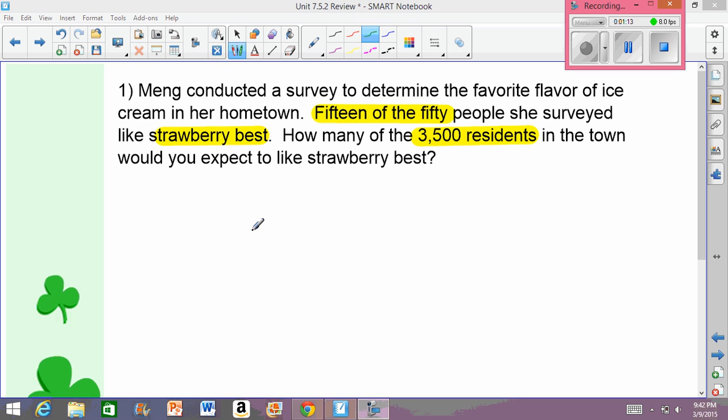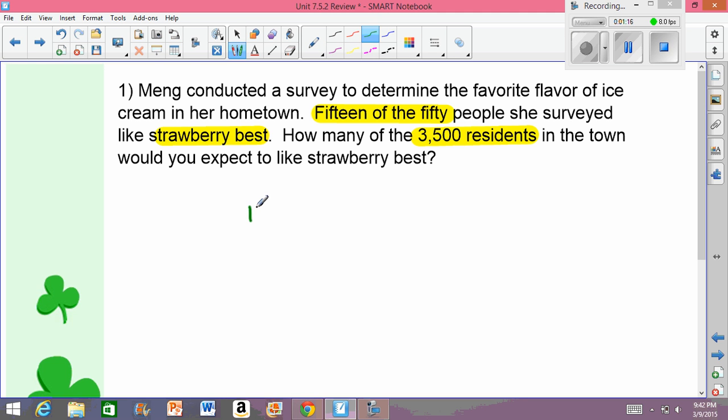So we're going to use the start of our information that it was 15 out of 50. So that was 15 people who liked strawberry out of our total number of people. So I have that. Now we don't want our total number of people to be 50. We want our total number of people to be 3,500. So we are increasing our sample. And our job is to find out how many of them would we predict to like strawberry the best.